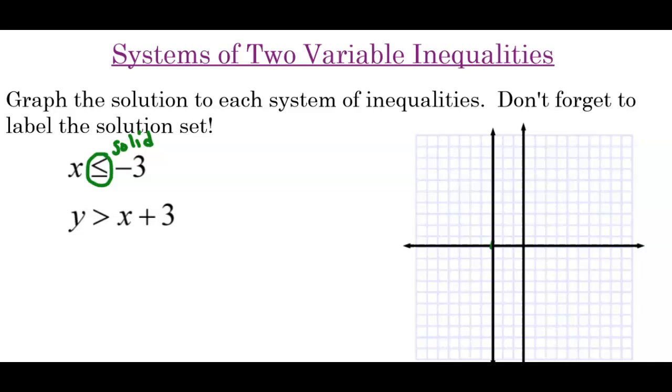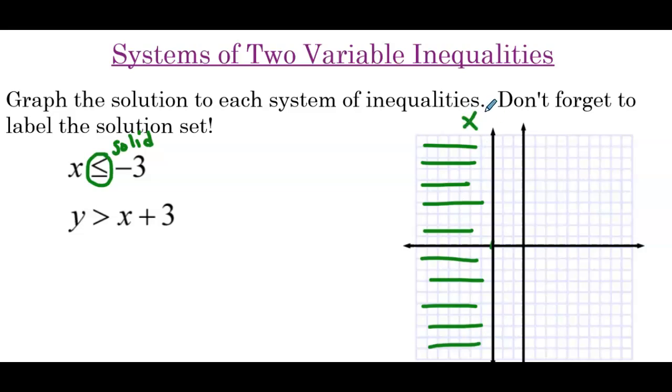And then we need to shade in the solution set. So where are the points where x is less than or equal to -3? To the left of the line, all the points would have an x value that is less than, and on the line, it would be equal to -3. So there's our solution set to x is less than or equal to -3.